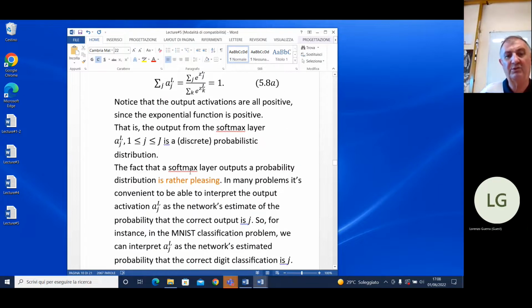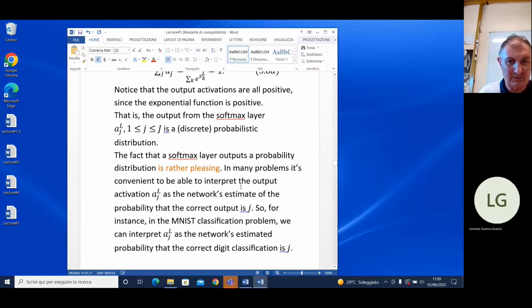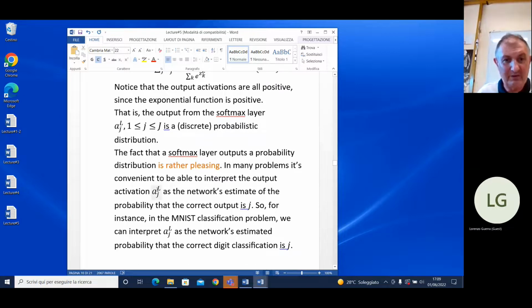The softmax layer outputs a probability distribution. Again, the softmax procedure deals only with two layers, the last and pre-last layers, L and L minus 1. In many problems, it is convenient to be able to interpret the output activation as an estimate of the probability that the correct output is J.